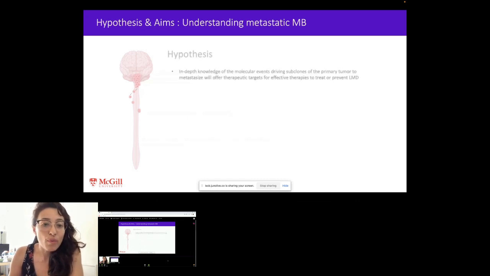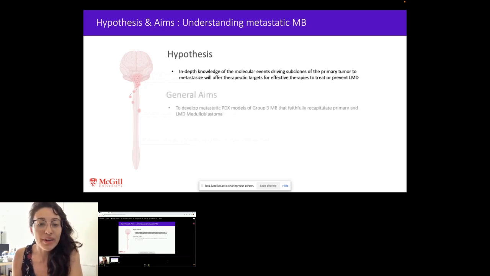So what we are working on in the lab is the urgency to identify what are the molecular events that drive the subclones from the primary tumor to develop metastasis. For this, we need to form models that resemble primary and metastatic medulloblastoma, that faithfully recapitulate the natural behavior of these two compartments.